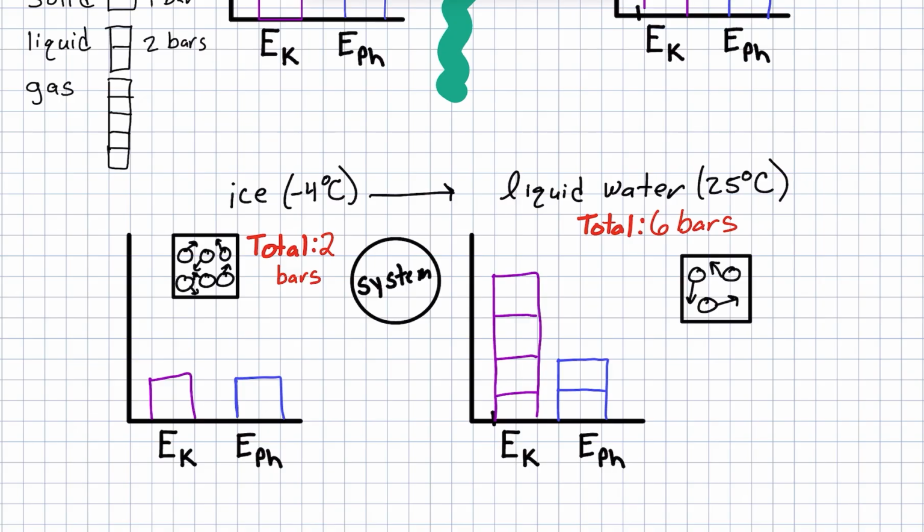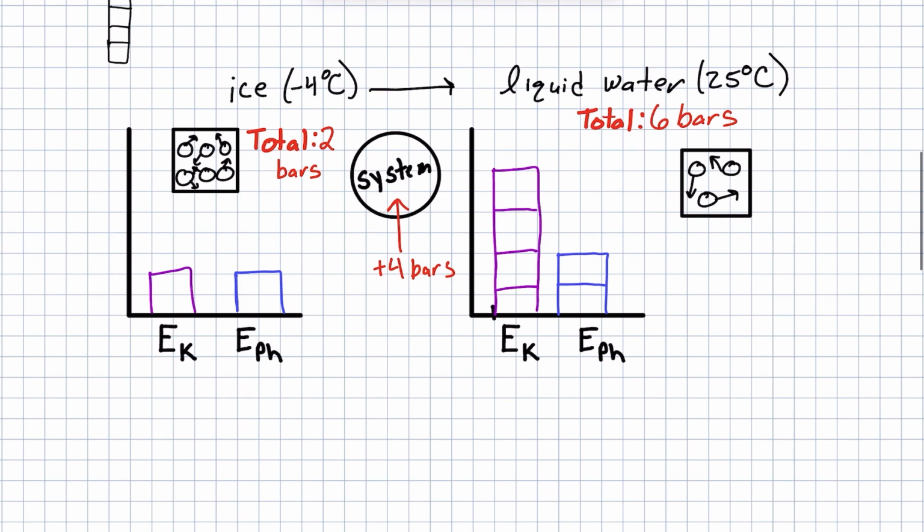So the last thing we need to do is, I went from 2 bars of energy to 6 bars of energy. Where did this energy come from? And the answer is that the energy entered the system. I had energy added to my system. I had 4 bars of energy added to my system. And so since energy entered the system, enter is endothermic.